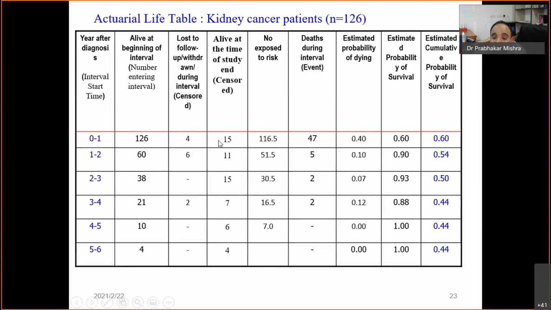That means the study ended but they were alive. So it means censored cases are 4 plus 15, which is 19. So 19 were censored cases and 126 entered.